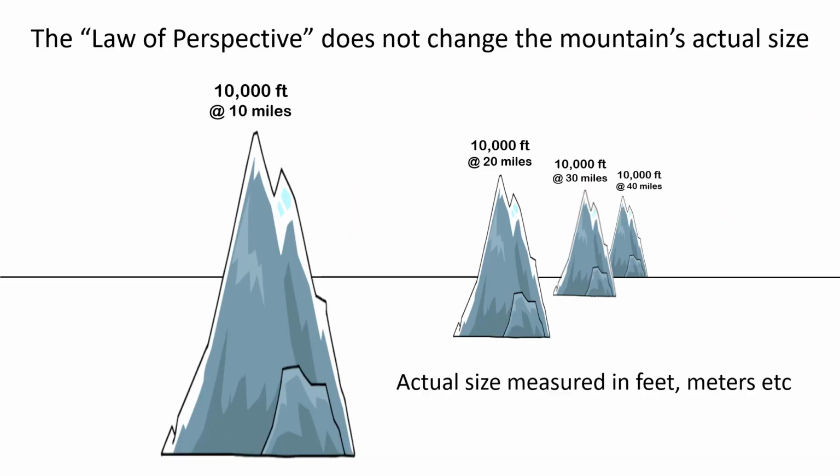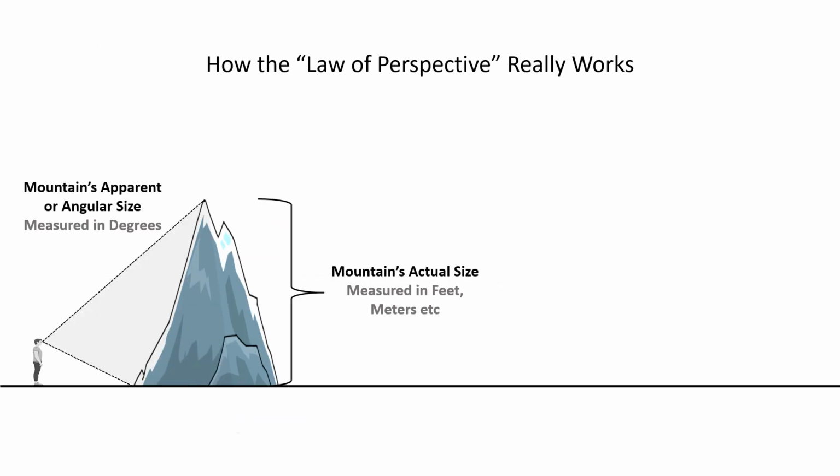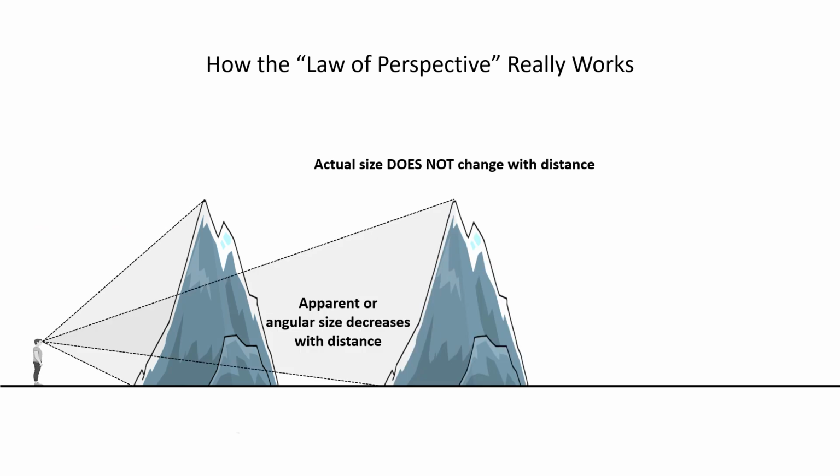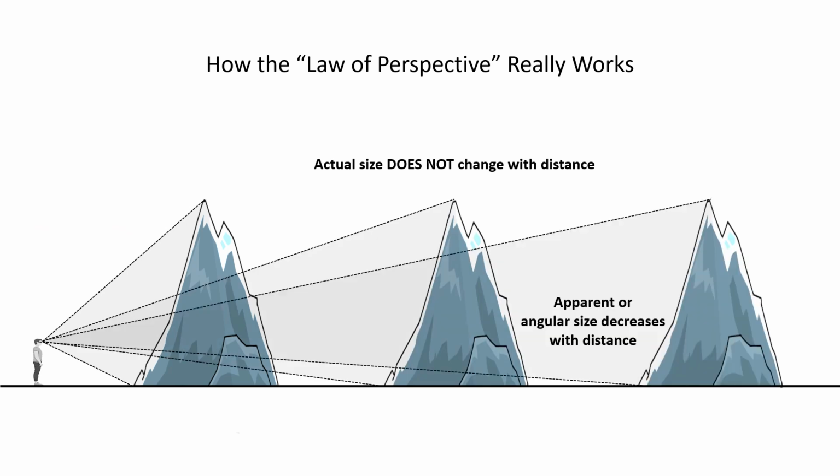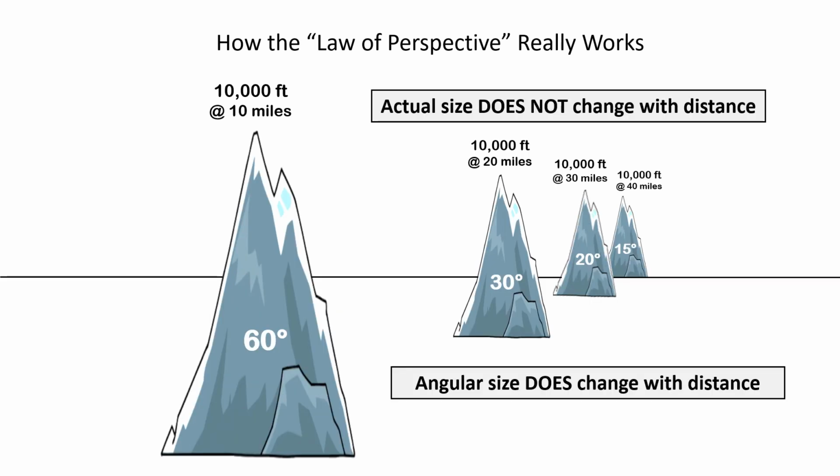The law of perspective does not change the mountain's actual size no matter how far away it is. When we talk about how big a mountain appears to be, we're talking about its angular size, and this is measured in degrees. Again, it's not the actual size that changes with distance. It's the angular size that decreases with distance. This is not a difficult concept to understand.